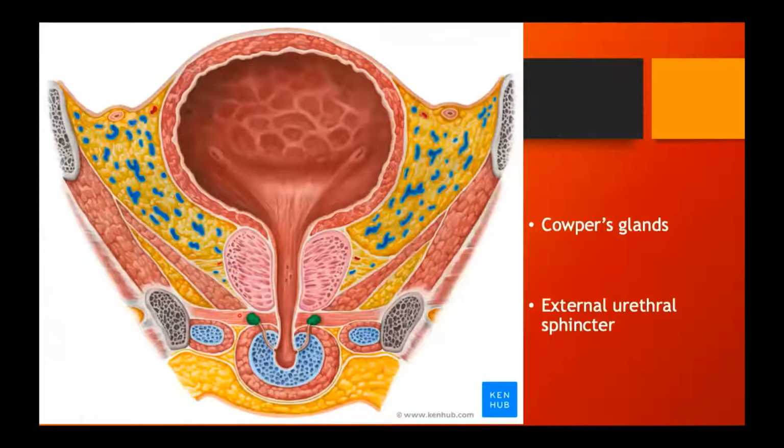So you can see in this picture the bulbourethral gland on both sides. But the glands are opening into the bulbar part of the urethra. This is the membranous part of the urethra, but the ducts of Cowper's glands will open into the bulbar part of the urethra.